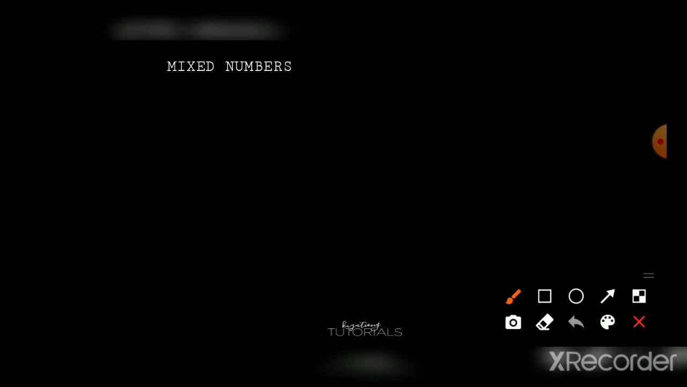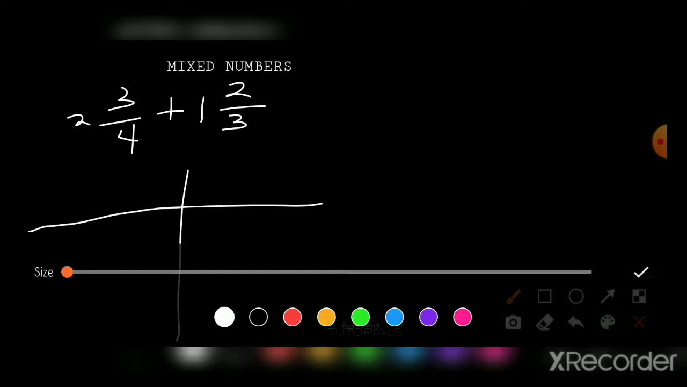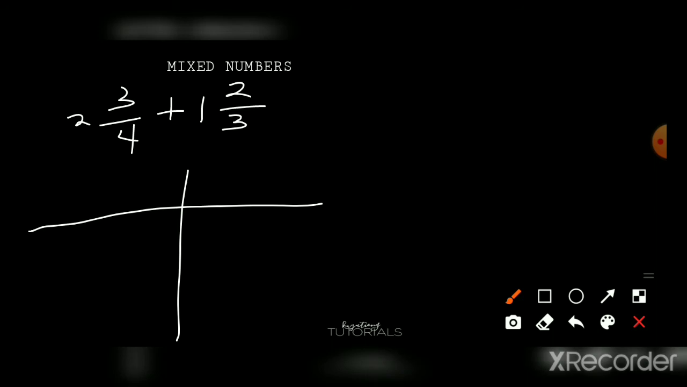Okay, so example ta. Let's have sa 2 and 3/4 atong i-plus ni 1 and 2/3. Okay, so atong buhaton maghimo ta diri og kuan. So ang atong una natong buhaton is atong i-add ang kining mga whole number, kining mga nag-inusara kanang mga single.